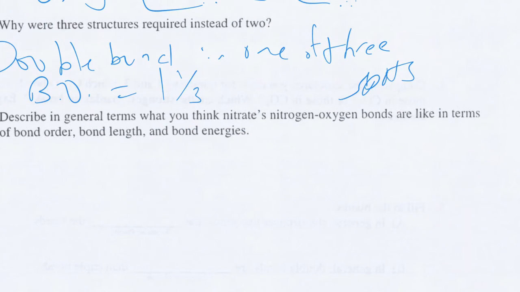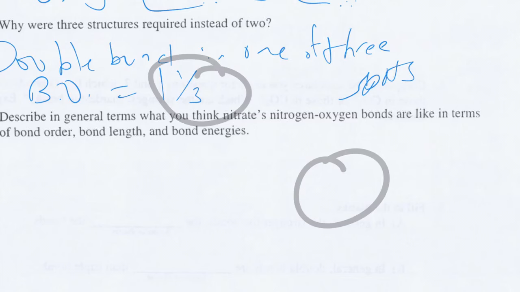And that's what the next question asked you. So this is bond order. The bond length would be somewhere, we'd add an extra third, and the bond energy, we'd add an extra third. So it all goes back to that 1 1/3.